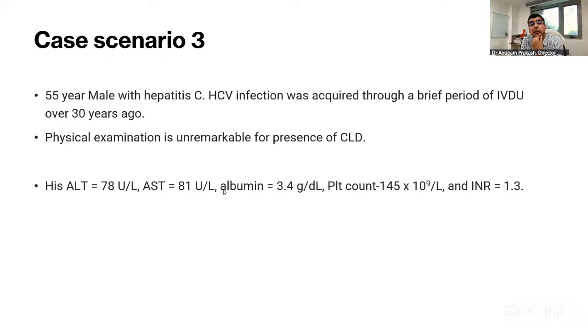ALT is again the same. Albumin is 3.4 gram per deciliter, so on the lower side, but yes, within normal range. Platelets are again slightly on the lower side, and INR is 1.3. So, what do you think this patient is having? What should we do for this patient?